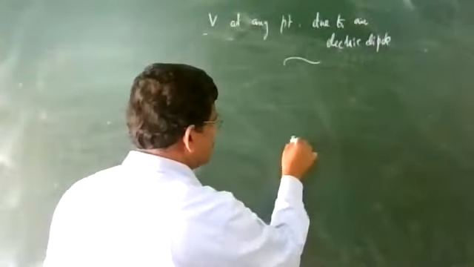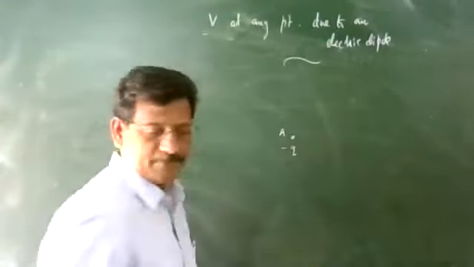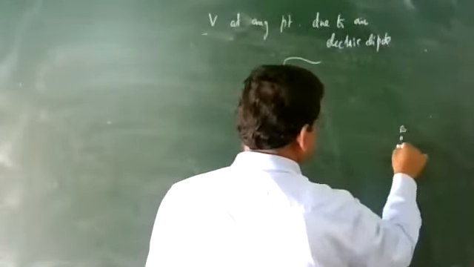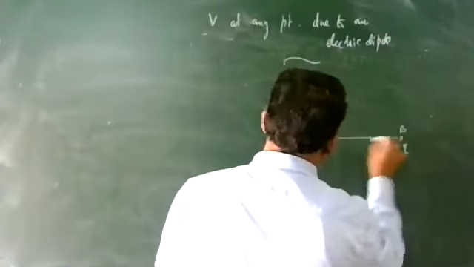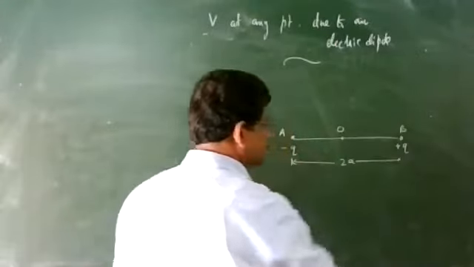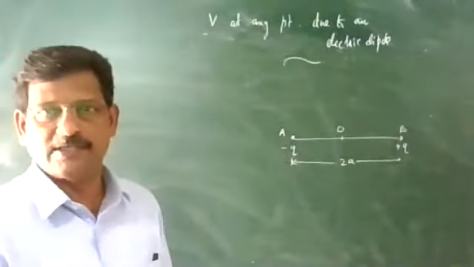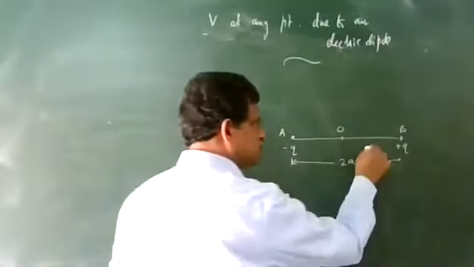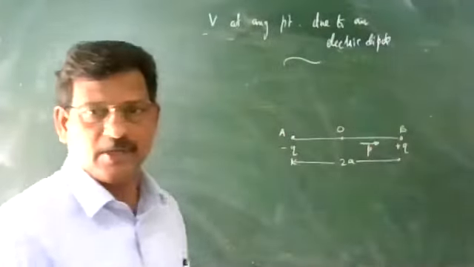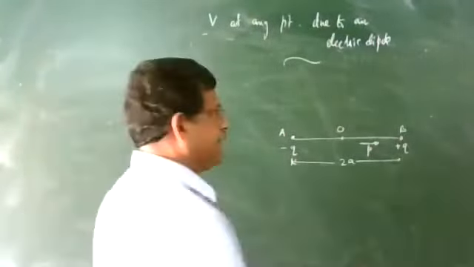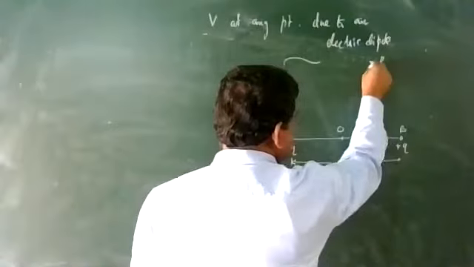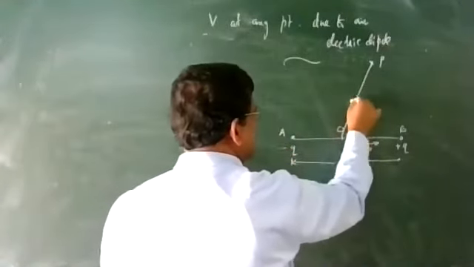So here you have minus q charge which is at A and plus q charge at B. Called a dipole, distance of separation is 2a and O is the midpoint. Dipole moment is directed from minus charge to plus charge, so this is the direction of the small p vector. You can take any point, say capital P, and the position vector of the point P with respect to origin is r vector.